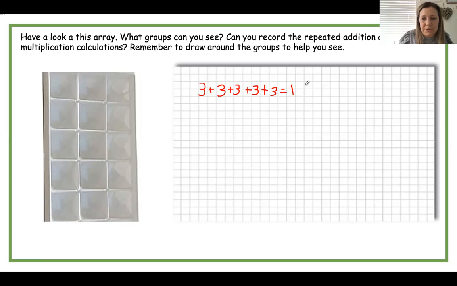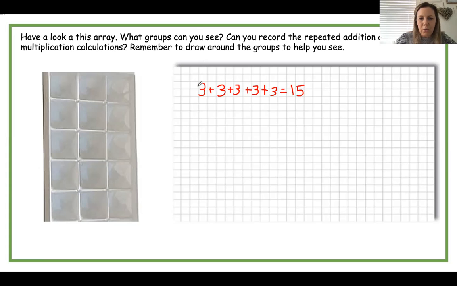Now, what I'm going to do is do it the other way in a minute as well, just to make sure, because Miss Eckett counts better the other way. Right, so that's one repeated addition. Now, if I could turn this into a multiplication sentence, what would it be?